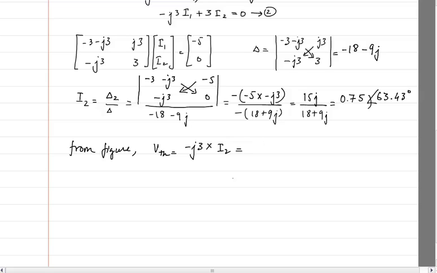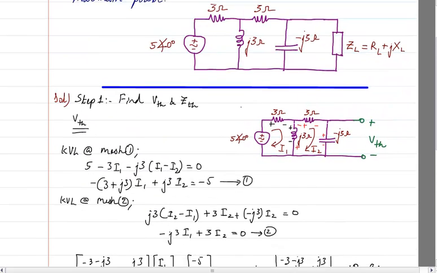Now I will get the answer as 2 as the real part and minus j, which I can even write in polar form as 2.24 with an angle of minus 26.57 degrees. Okay, so this is what is basically the VTH that we have found. So that I will have to keep it like this. So I have found out VTH.